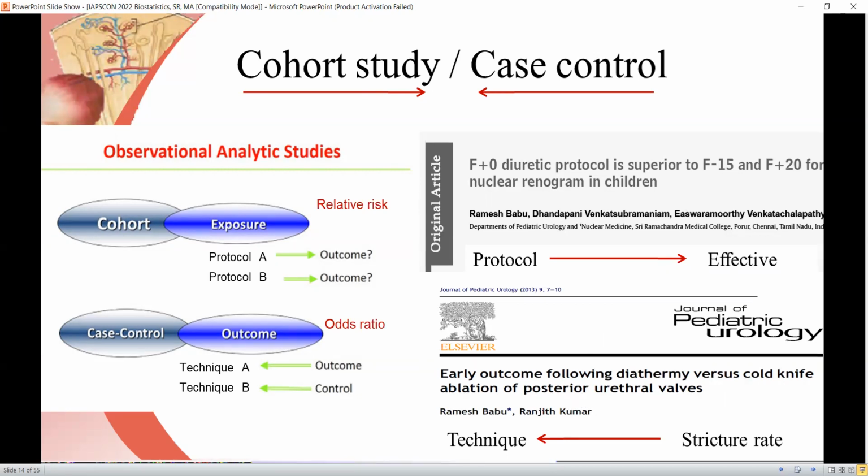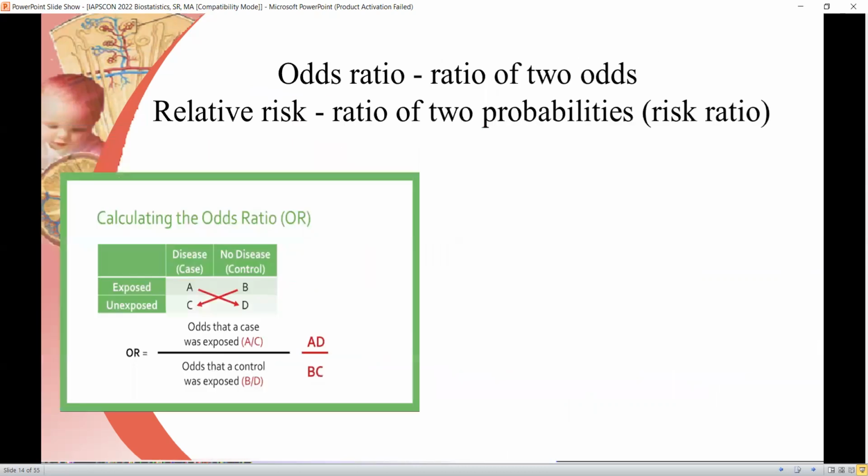So when you are choosing the technique, when you are using a cohort study, you are basically using a relative risk. And when you're using a case control study, you tend to use odds ratio more. But both are almost similar, and I will tell you a little bit later about how they both can be very similar. The odds ratio is basically a ratio of two odds, whereas relative risk is a ratio of two probabilities.